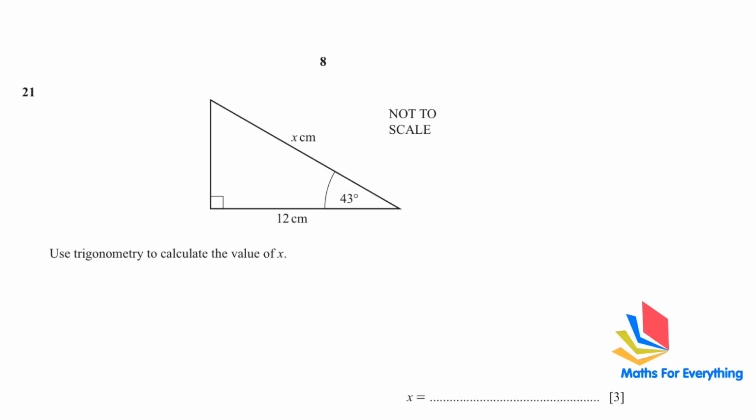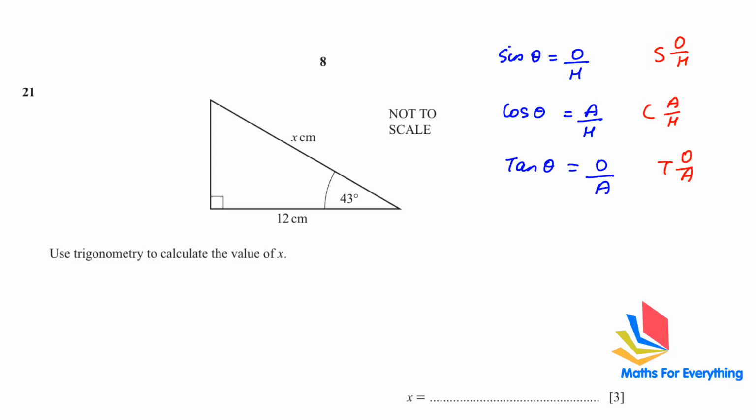Question number 21 is a right angle triangle, and we have to use trigonometry to find the value of x. You need to know your sine, cos, and tan rule. Sine theta is equal to opposite over hypotenuse, cos theta is equal to adjacent over hypotenuse, and tan theta is equal to opposite over adjacent. To memorize this, you can also learn to say it in the form soh, cah, toa. That will help you with the remembrance of which side is with which trig identity.